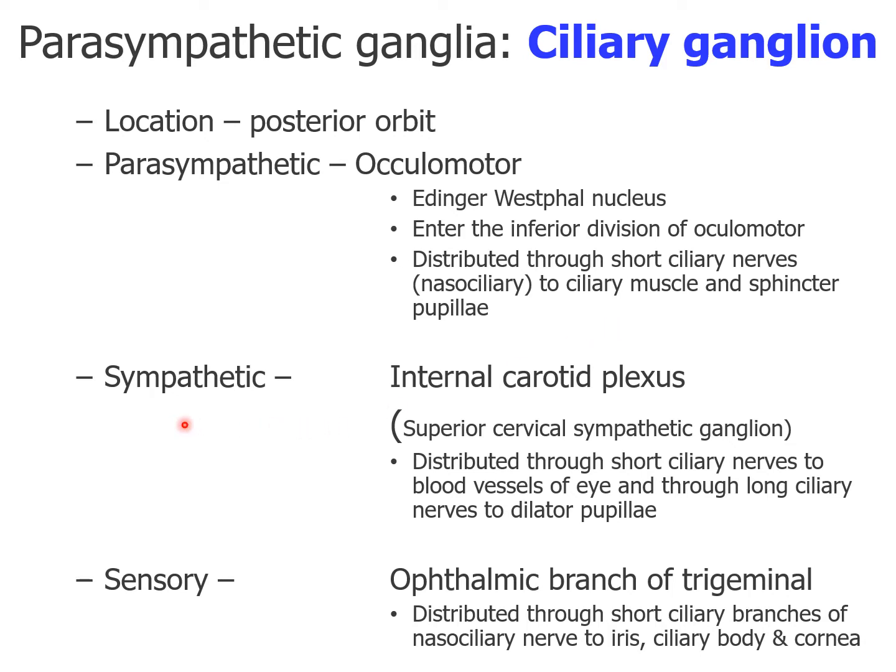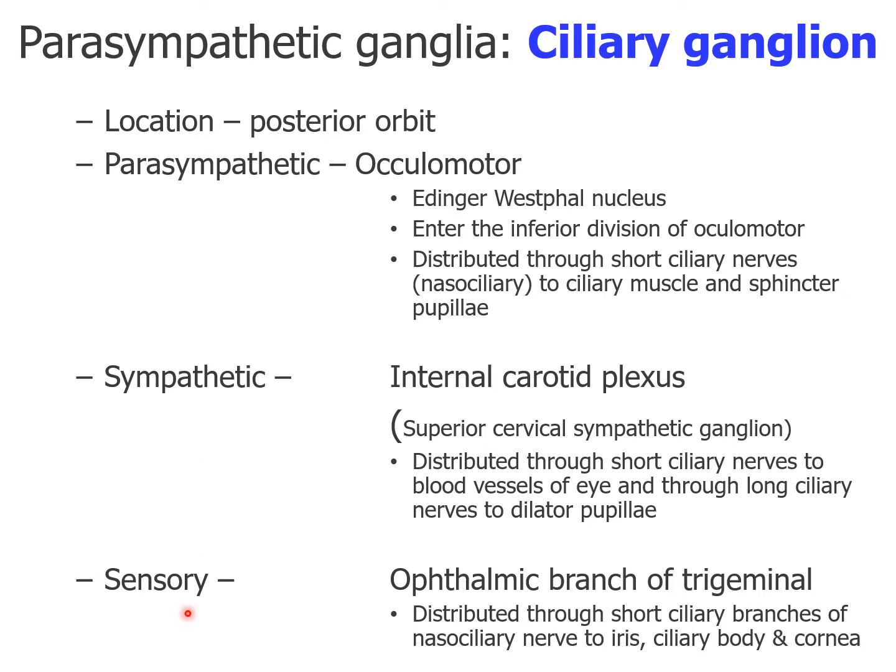The sympathetic fibers originate in the superior cervical sympathetic ganglion, and they are basically postganglionic fibers which are distributed through the plexus around the internal carotid artery. They pass through the ganglion without synapsing and are distributed through short ciliary nerves, branches of the nasociliary of the ophthalmic of the trigeminal, to blood vessels of the eye, and through long ciliary nerves to the dilator pupillae muscle of the iris. So remember, pupillary dilatation is a sympathetic function.